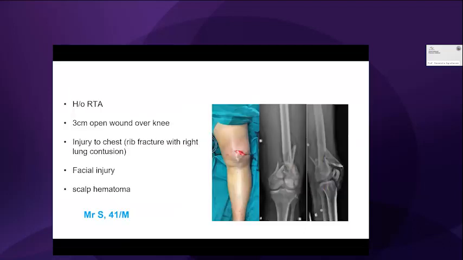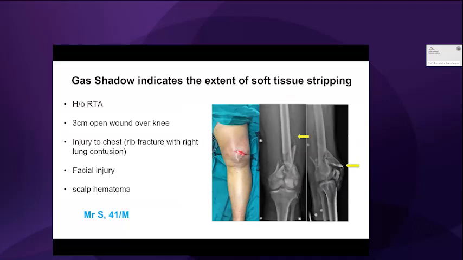Coming to one more case, where a 41 year old gentleman presents with a small open wound just above the patella, with the bone protruding through the wound, and there is a comminution at the distal femur fracture site with intra-articular extension.